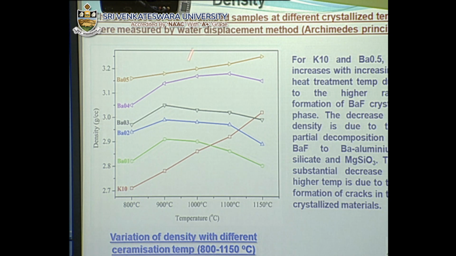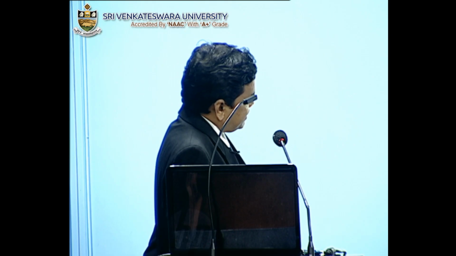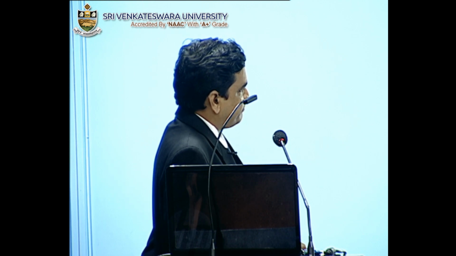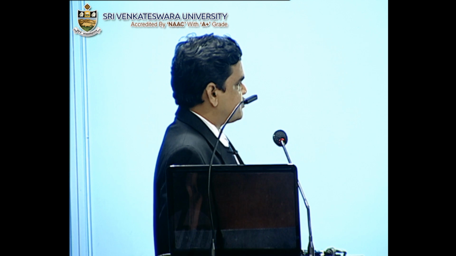Now we have measured the density for the different barium fluorphlogite glass batches, and with increasing temperature, the density increases. It indicates that with increasing heat treatment temperature, the rate of formation of barium fluorphlogite increases, and after a certain temperature, 1100 degrees centigrade, it decreases due to the partial decomposition of barium fluorphlogite to barium aluminum silicate and magnesium silicate.